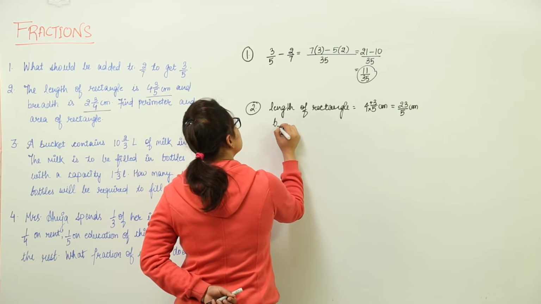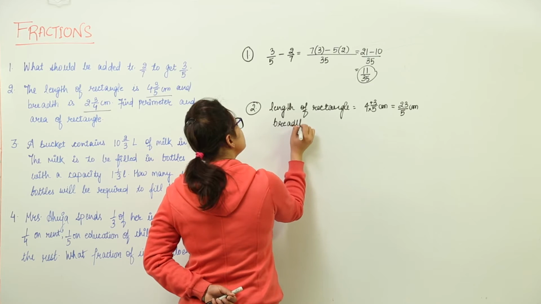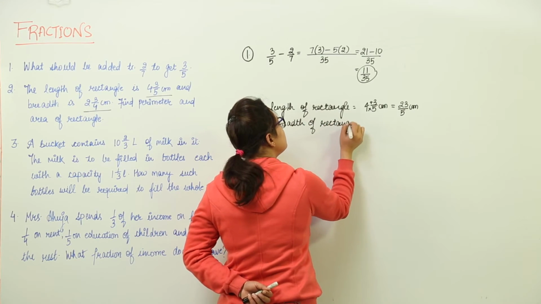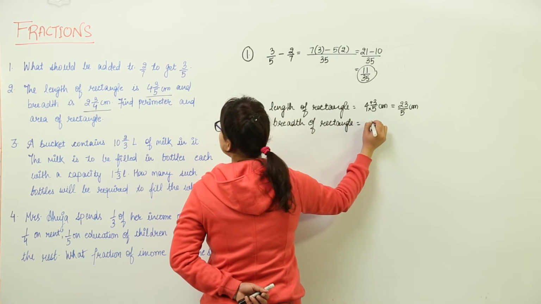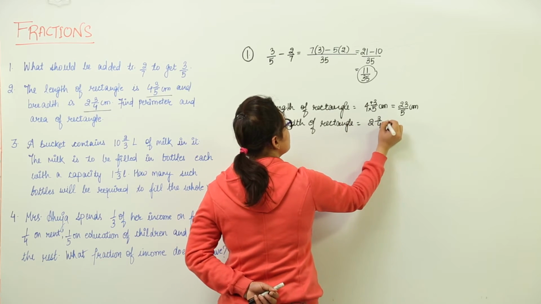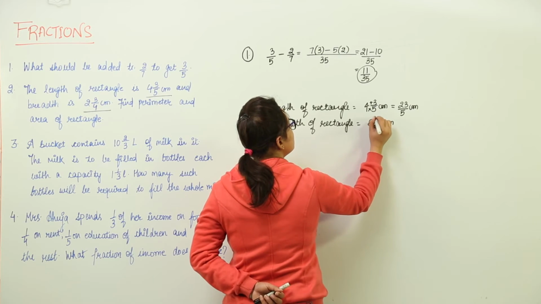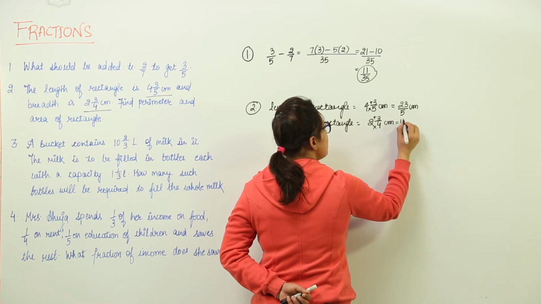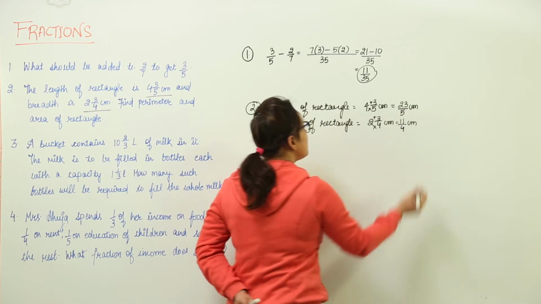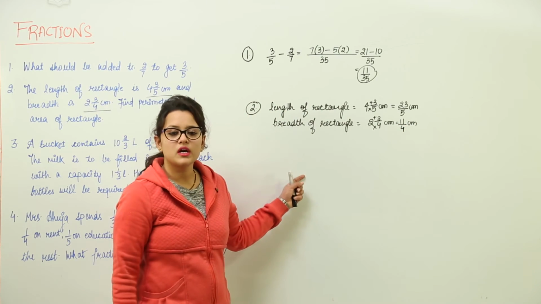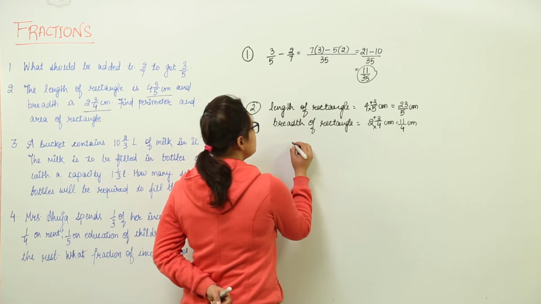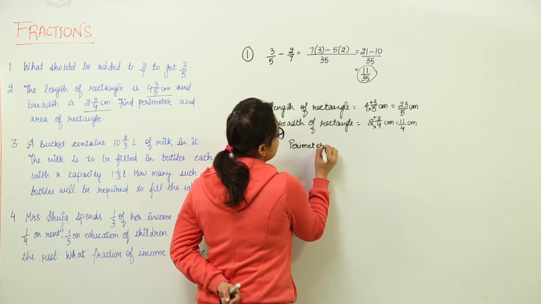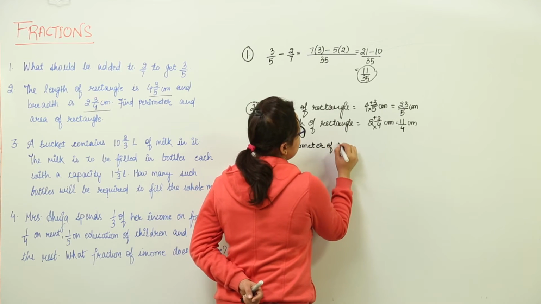The next is breadth. So you write breadth of rectangle, or you can simply write B representing the breadth, that is equal to 2 whole 3 by 4 centimeters. Again converting it, you get 4 2s are 8, 8 plus 3, 11 over 4. Now you have the length and breadth both in the fraction form. What are we supposed to do? We are supposed to find the perimeter of the rectangle and we have to find the area of the rectangle.